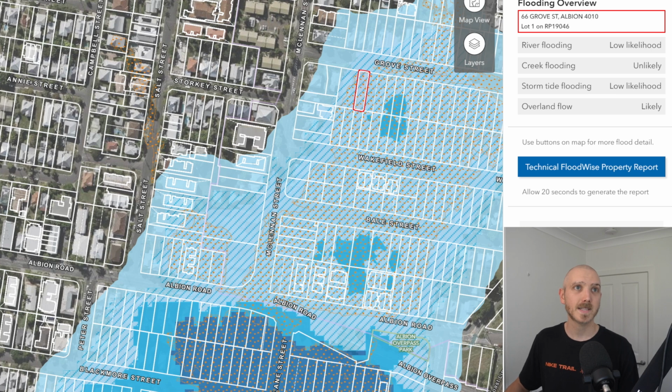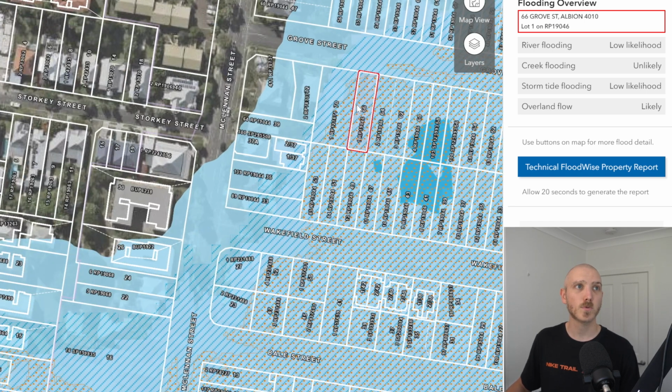So in this property at 66 Grove Street in Albion, it says river flooding is a low likelihood, creek is unlikely, storm tide is low likelihood, and overland flow is likely. So that's why there's multiple colors here. You can see there's a very light blue, and then a blue with a shade, and then the orange coloring. If you click on the flood report, it will give you that more detailed information. For the purposes of today's video, we can open this one up and take a look.